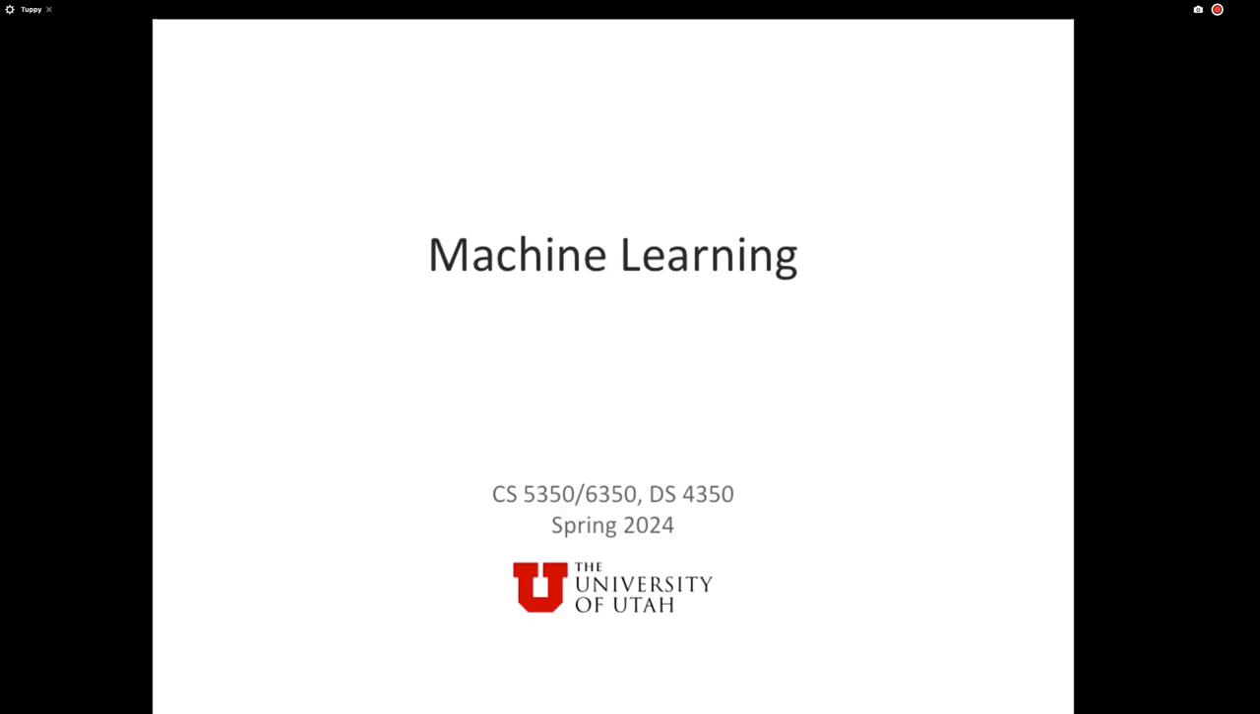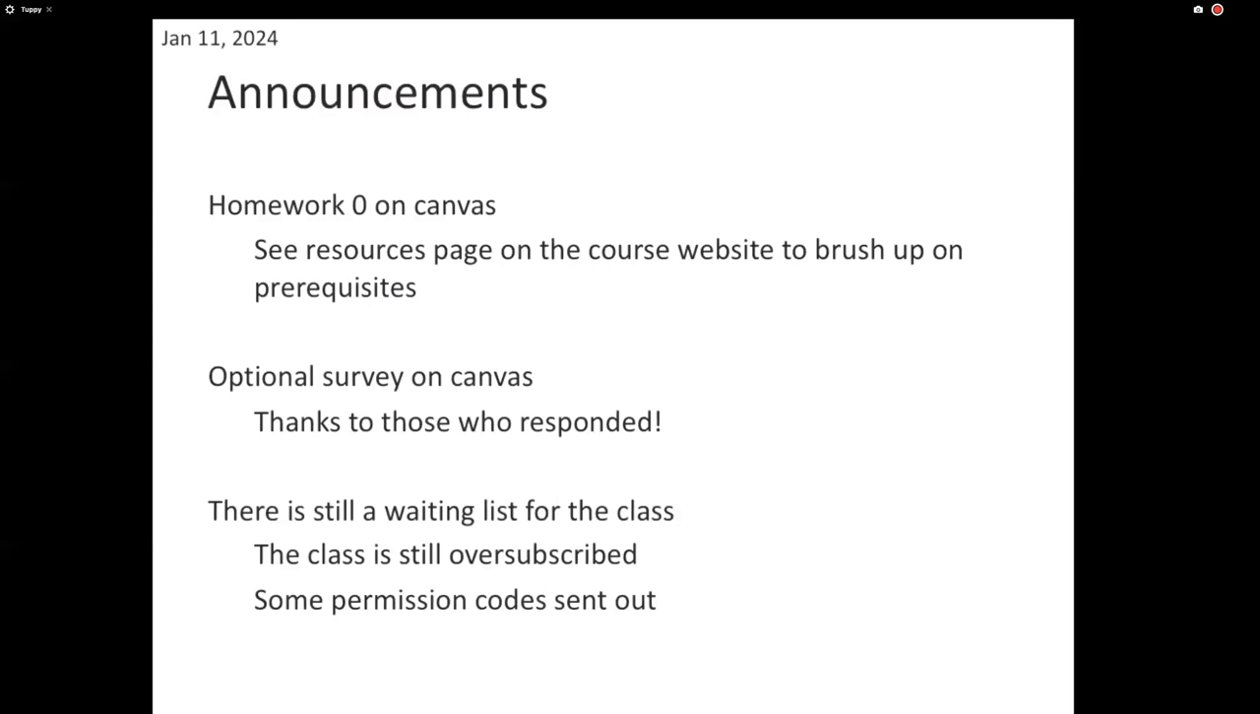I'm going to start with announcements and reminders, and I also managed to figure out this thing. I hope it's not echoing through the room. There's homework zero on Canvas. It's supposed to be easy. It's got 20 questions. You get two attempts. And in case you feel like you need a refresher, there's a resources page on the course website that might help you out.